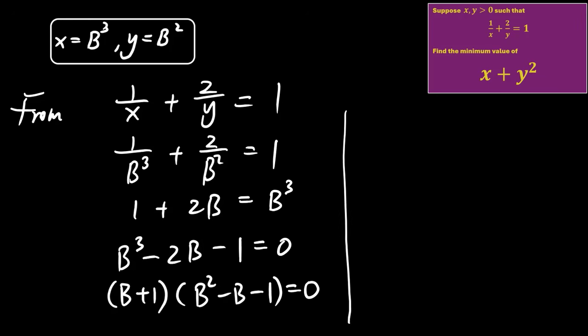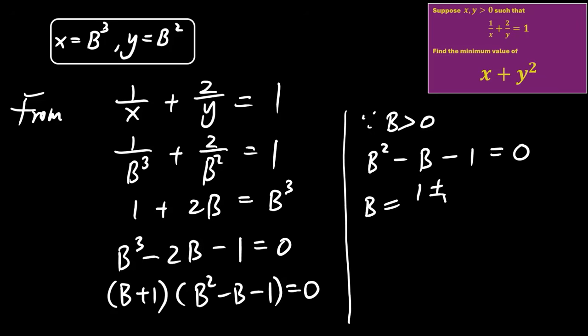Since x is positive and x equals b to the power 3, b is positive. So b cannot be equal to negative 1, and b squared minus b minus 1 equals 0. Therefore b equals 1 plus or minus square root of 5, over 2. Since b is positive, b has to be 1 plus square root of 5 over 2. And note that this is the golden ratio.